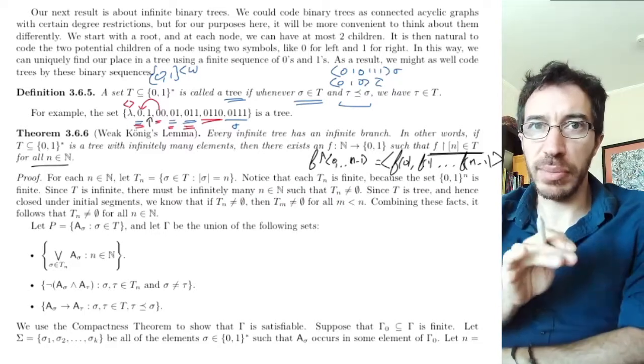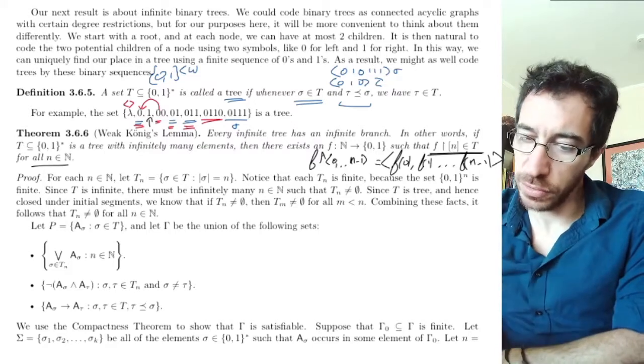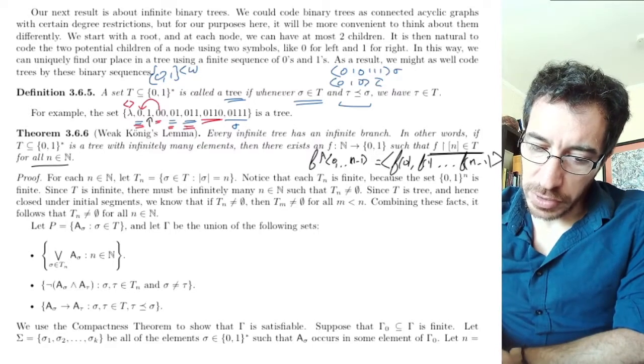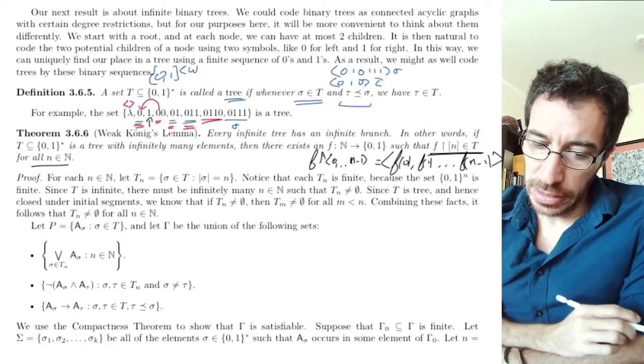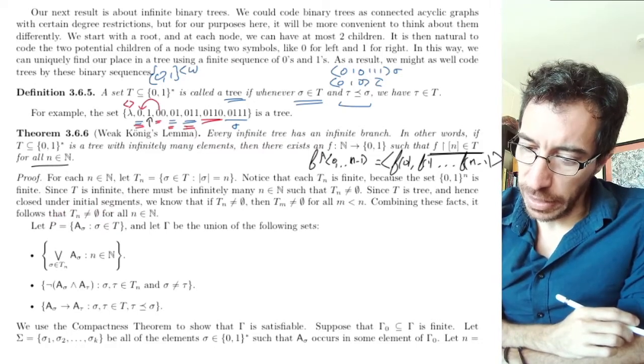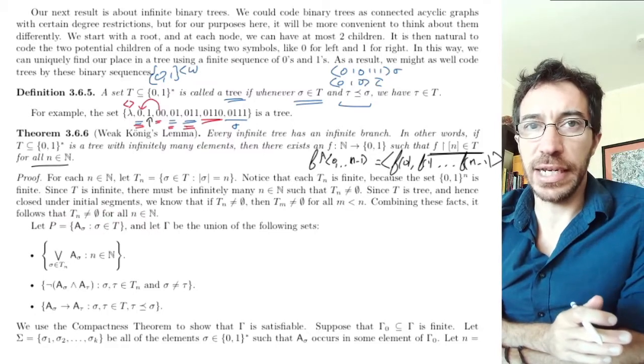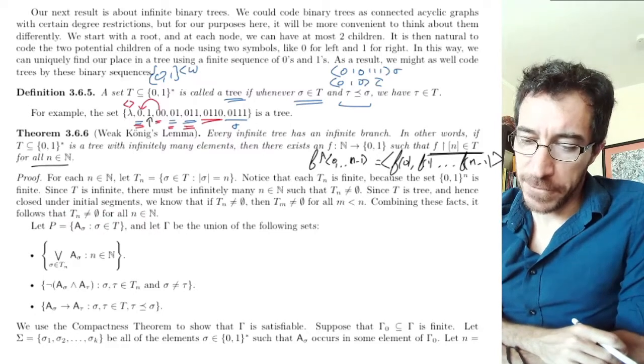Okay, so remember, always stop and see why each sentence is true. So that's what we know so far: each Tn, each line like this, is not empty. It's not clear yet why it's telling us this, but it's probably going to be useful soon.